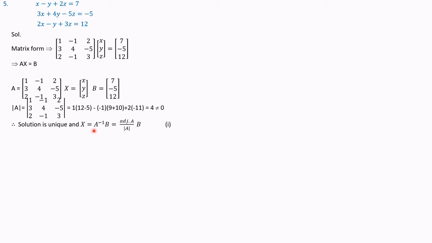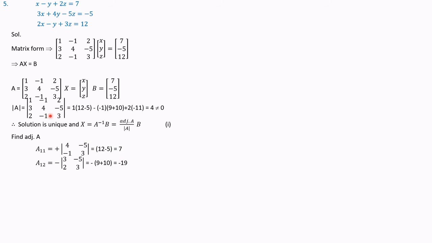relationship x is equal to A inverse B. So A inverse is adjoint A by determinant A, into B. Let it be equation 1. Therefore, to find the adjoint of A, first we have to determine the elements of the pre-transpose matrix. So we get A11. A11 is plus into 4 minus 5, minus 1, 3. So its value is 7, simplifying.